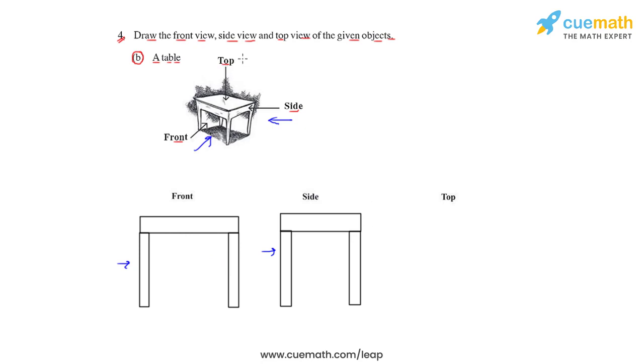Similarly, if we view this table from the top end, we'll see that it will appear in the form of a rectangle, which is this view. So these are the three different views of this table as we see it from the three sides. Let us now move on to the next object of the question.